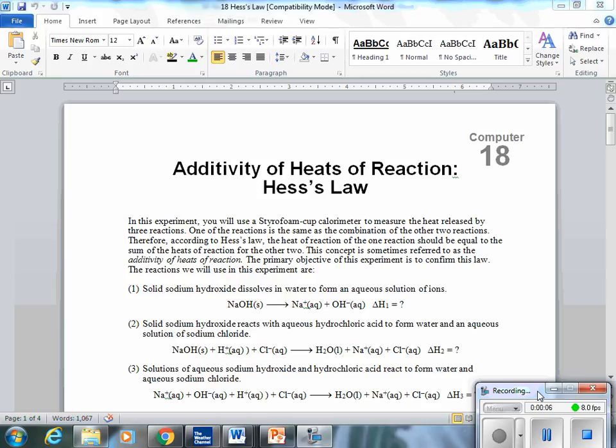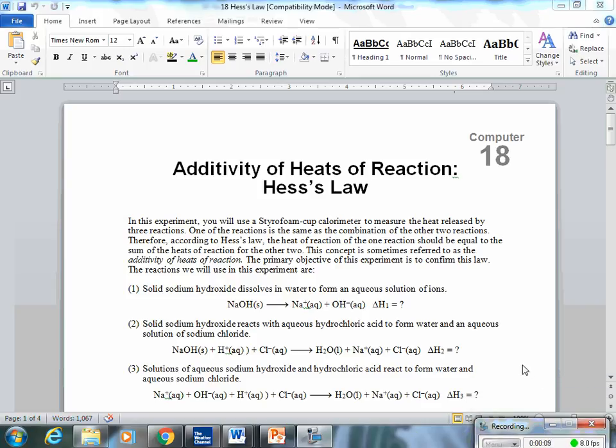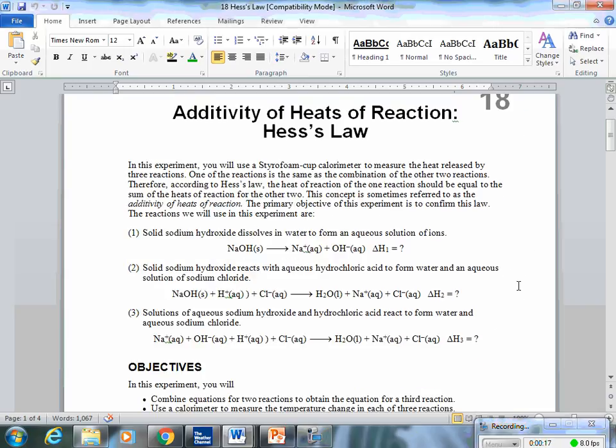Braun, and today we're going to talk about the pre-lab for Hess's Law, which is computer lab number 18. The opening paragraph here states that you're going to use a calorimeter to measure the heat released by three different reactions. According to Hess's Law, the heat of reaction of one reaction should be equal to the sum of the heat of the reactions of the other two. This concept is sometimes referred to as the additivity of heats of reaction. So, the objective of this experiment is to confirm that law.